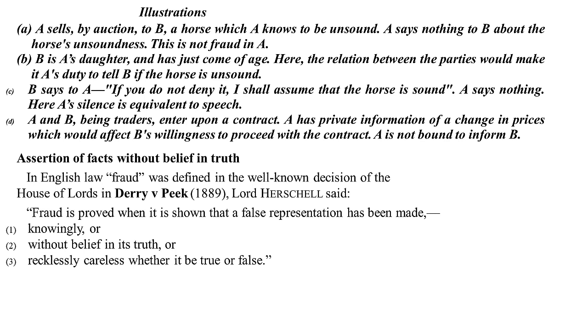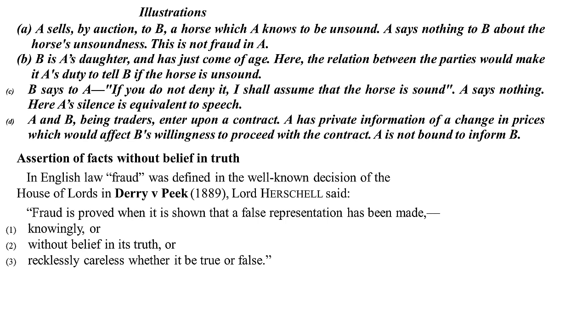A sells by auction to B a horse which A knows to be unsound. A says nothing to B about the horse's unsoundness. This is not fraud in A. B is A's daughter and has just come of age. Here, the relation between the parties would make it A's duty to tell B if the horse is unsound. B says to A, if you do not deny it, I shall assume that the horse is sound. A says nothing. Here, A's silence is equivalent to speech.